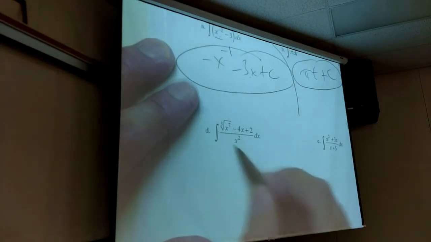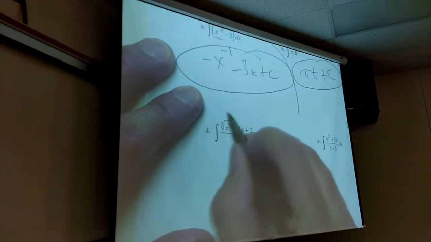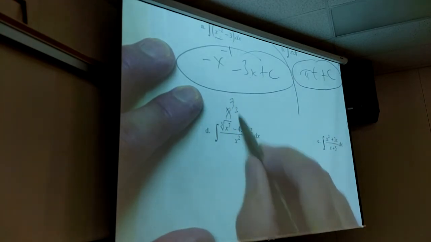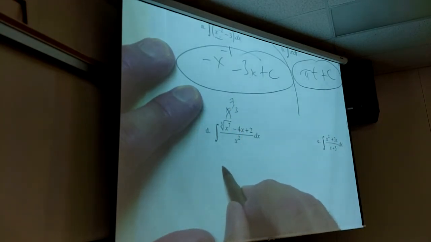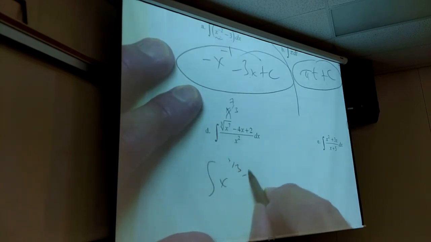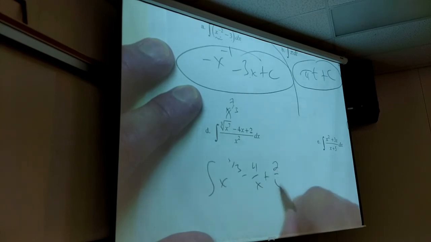The first thing I have to do here is reduce all these. This would be x to the 7/3. So when I divide by x squared, I lose 2 x's, so that would be x to the 1/3 minus 4 over x plus 2 over x squared.